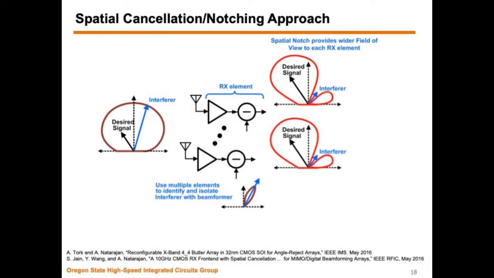circuit implementations that achieve this. So as I mentioned, what I want to do is be able to sense signals from certain specific directions and reject them. So the way that I do that is I sense the signal.